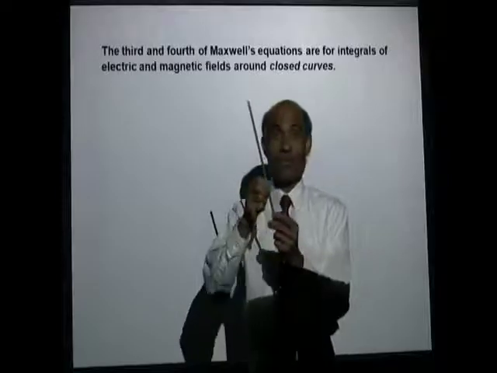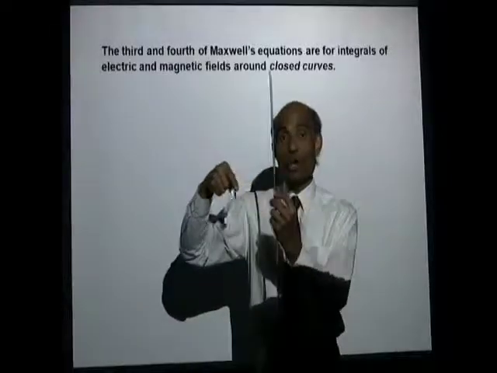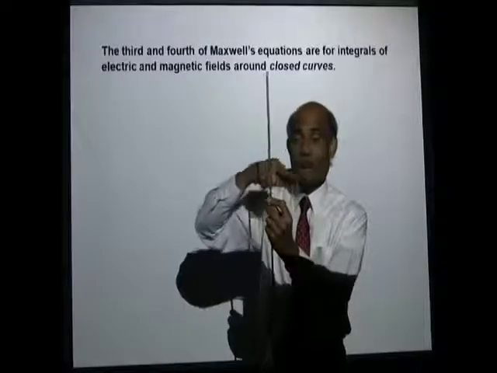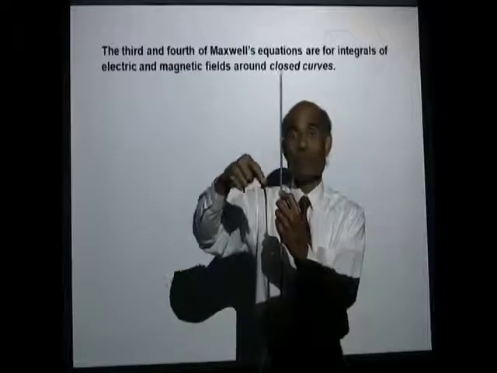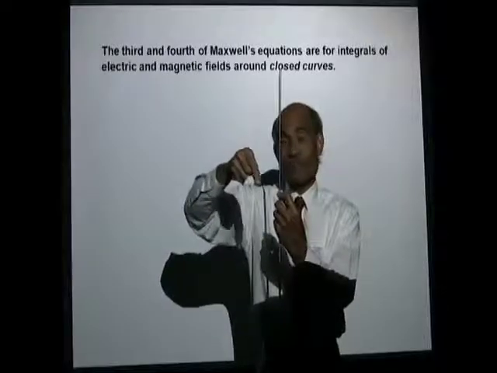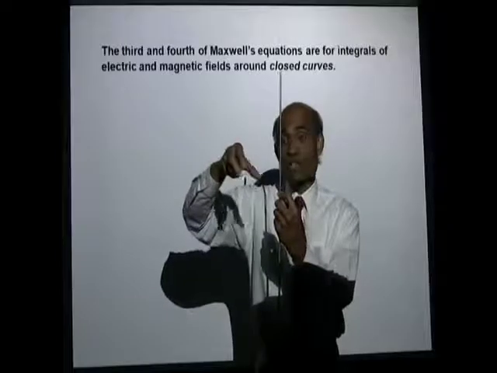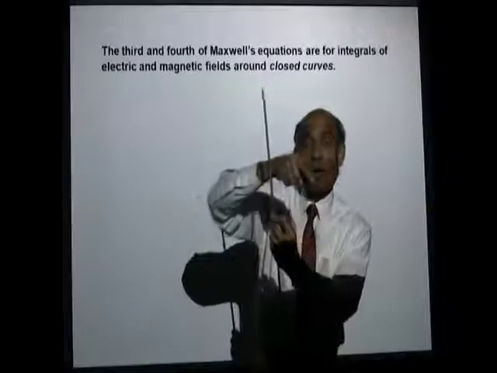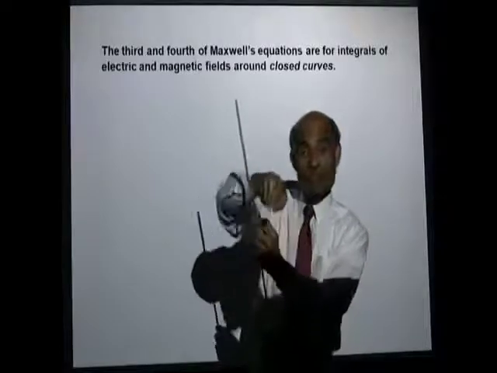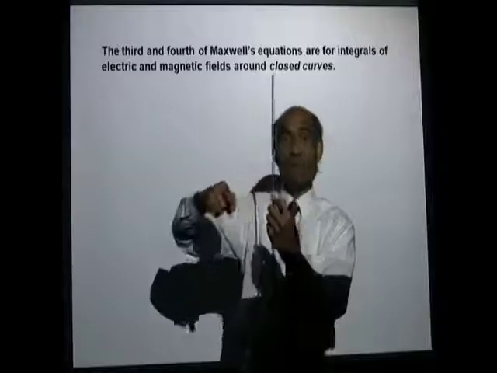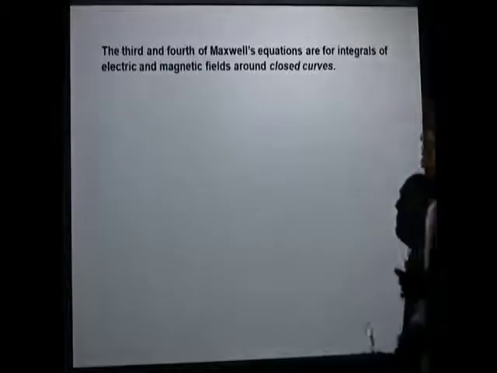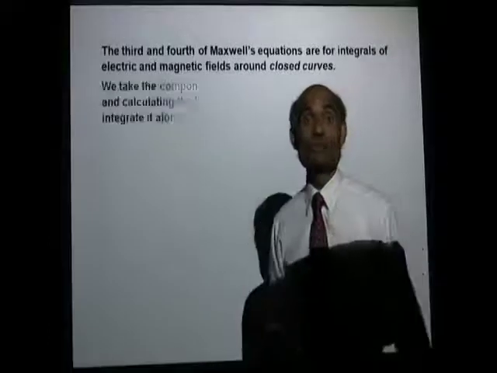Well, are you familiar with integrating around a closed curve? We just talked about it. Ampere's rule. If you have a closed path around a conductor, we said the product of the length element delta L times the magnetic field parallel to it, and if you add up all such quantities, that is what we call the line integral, integral around a path. So the third and fourth Maxwell's equations are for integrals of electric and magnetic fields in closed curves.